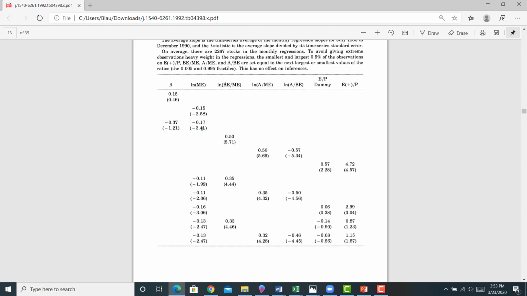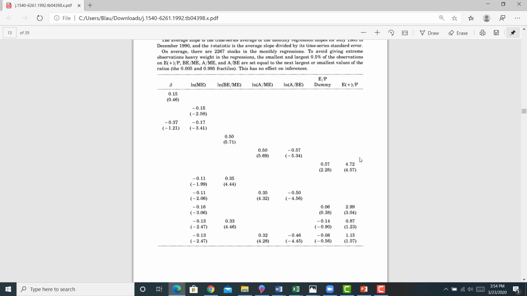Notice here, I take the natural log of the book to market ratio, and stocks with high book to market ratios, look, the coefficient on that is positive, suggesting that stocks with high book to market ratios have larger future returns than stocks with smaller book to market ratios. Again, this is suggesting that book to market ratios are important predictors of future stock returns.